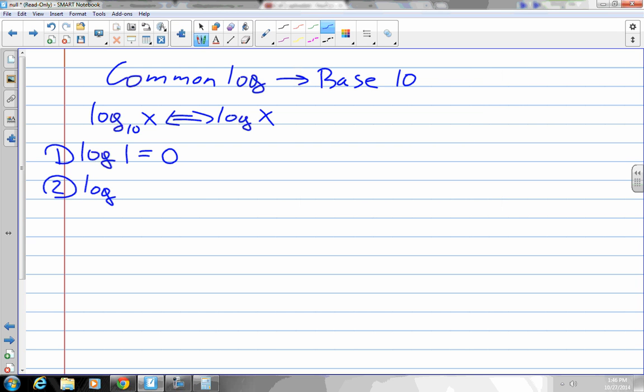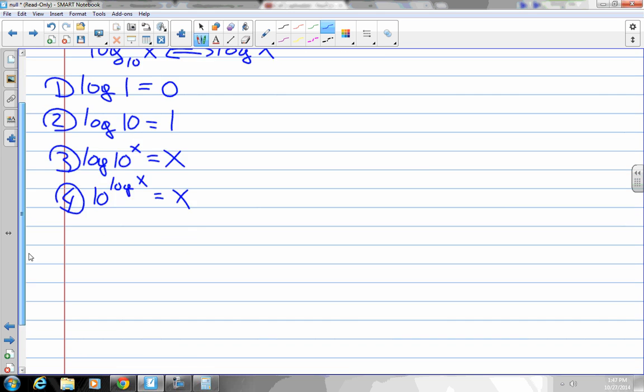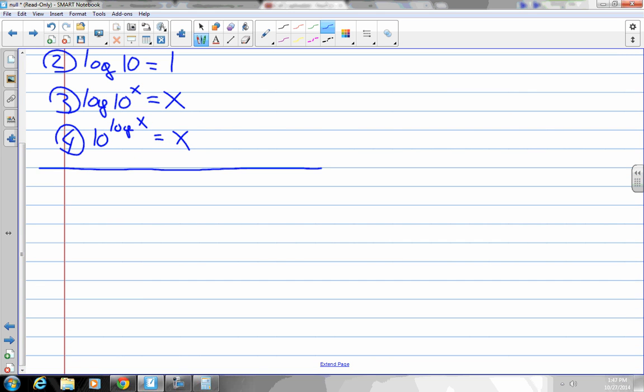How about log of 10? What does that equal? 1. And then log of 10 to the power x, that's x. And finally, 10 to the power log of x is x. Is that okay? So it's the same properties as I just listed for general base. Now this is just for base 10. And we don't like writing base 10, so here we go. So that's the common log, so that's one button on your calculator.